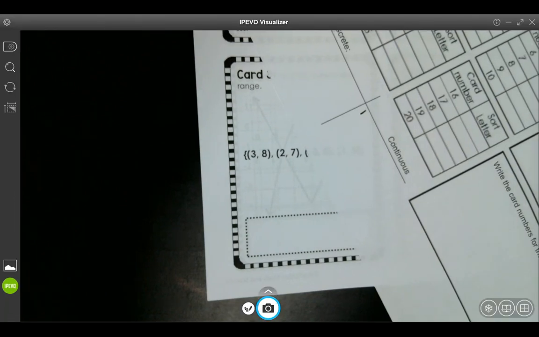So you can go ahead and do continuous and discrete, function or not a function. And then tomorrow we have a whole class. You can work on domain and range.